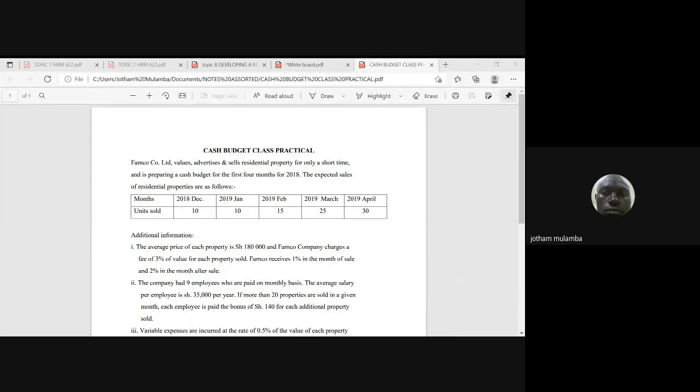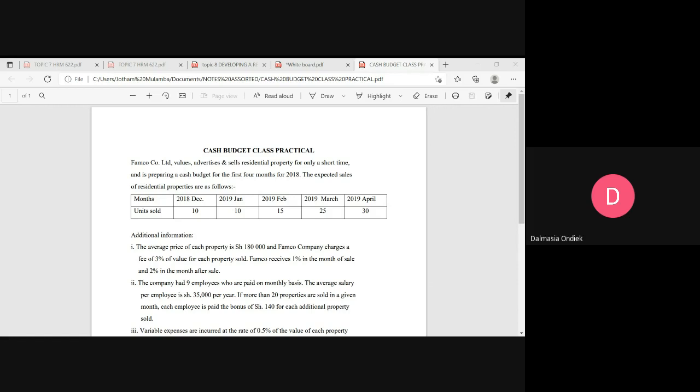Now, you can read for us additional information number 1. Okay, so we have Roman 1, the average price of each property is 180 shillings. And Framco, actually it's Framco.